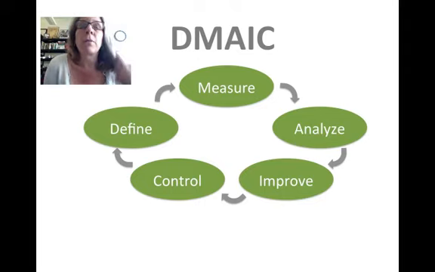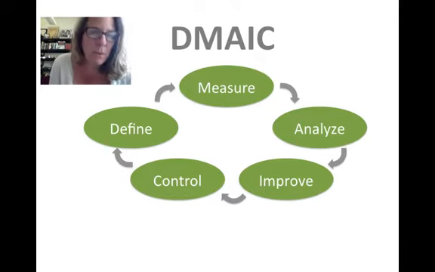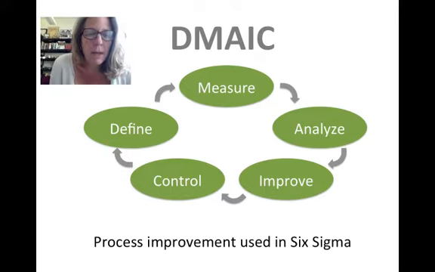So this video is about the DMAIC process, and it's laid out here. You start with define, and then you move to measure, analyze, improve, control. Now, those are the steps. That's where the acronym DMAIC comes from. And it's a process improvement technique that's often used in Six Sigma.